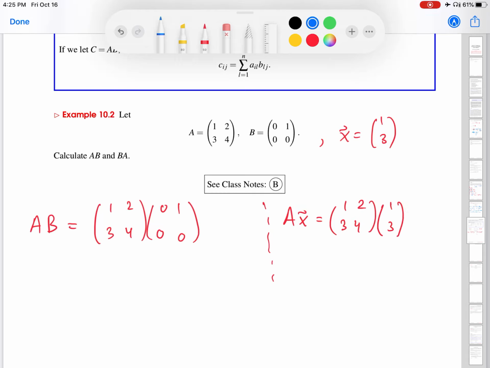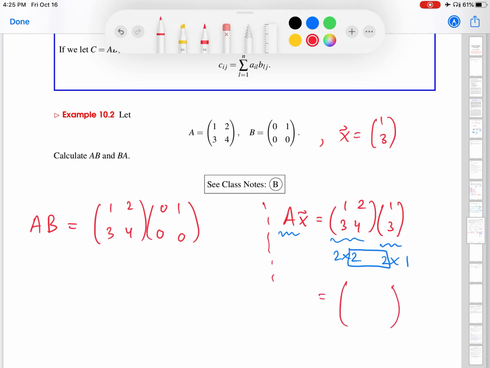Remember that we first have to check that all of the sizing matches up. A is a 2 by 2 matrix, and X is a vector, so it has only one column, but this one has 2 rows. And remember that to multiply a matrix times a vector, these numbers have to match. Why? Because remember how we actually do this product.